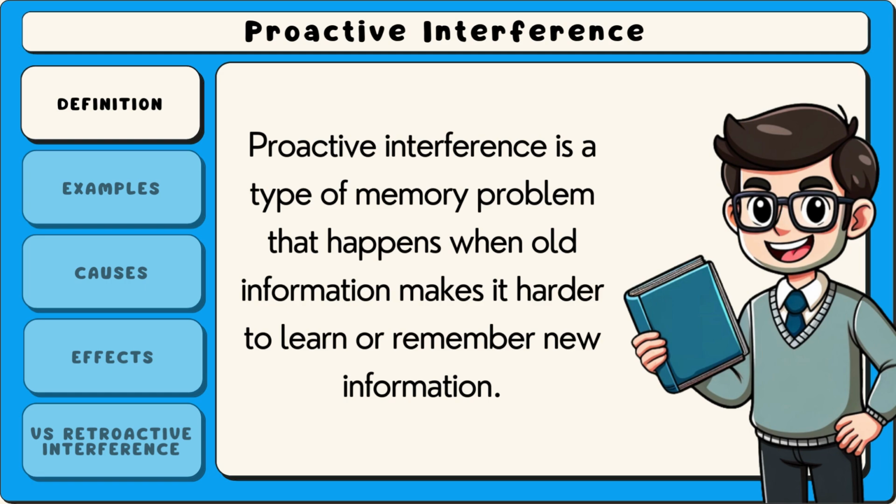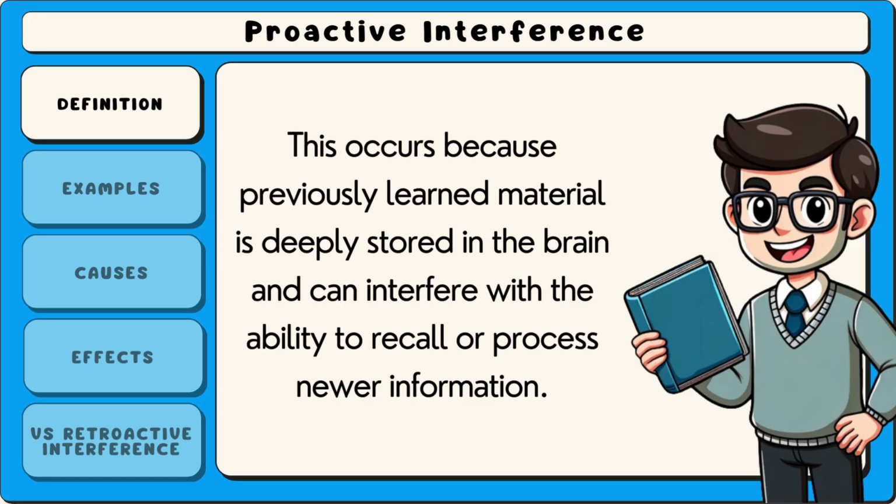Proactive interference is a type of memory problem that happens when old information makes it harder to learn or remember new information. This occurs because previously learned material is deeply stored in the brain and can interfere with the ability to recall or process newer information.